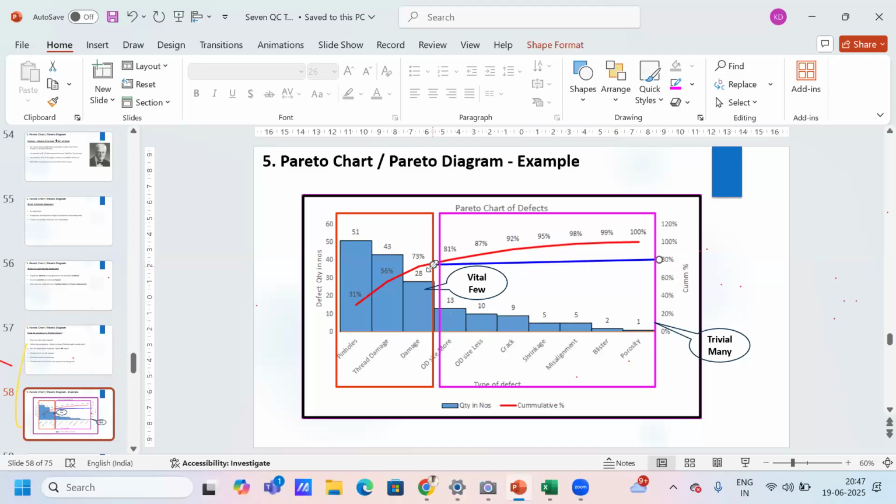Oh, here it is intersecting. So this, and I need to again draw this line, vertical line, like that. So now these three defects I need to focus. That is called as vital few. Got it? So you can start from 70% as well, but normally it is 80. So I need to work on 80% problem, 80% contribution factors. Clear?